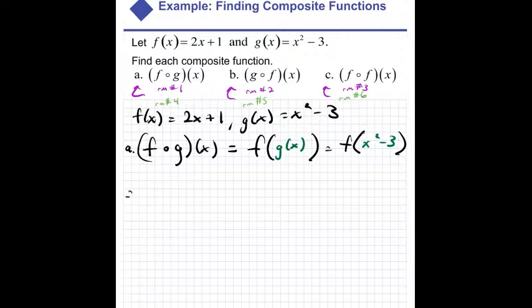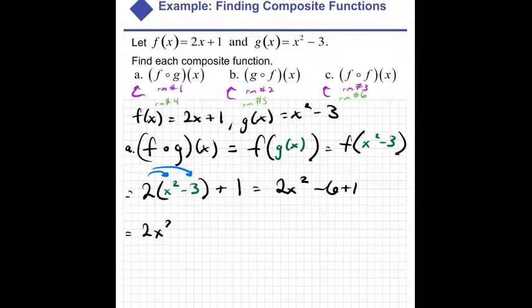And again, what color goes into f of x? In this case, it's going to be the green, which is this, x squared minus 3, right? So all we did, we replaced each x with the green thing. And then now we're just going to simplify. So one thing we can do right here is distribute this 2. We'll get 2x squared minus 6 plus 1. And then ultimately we get 2x squared minus 5. Okay? So we should have had something like that for part A.